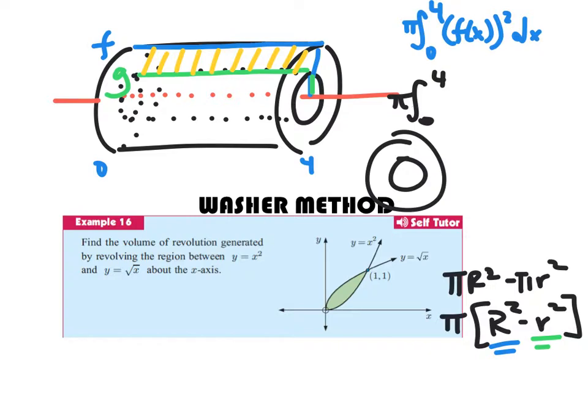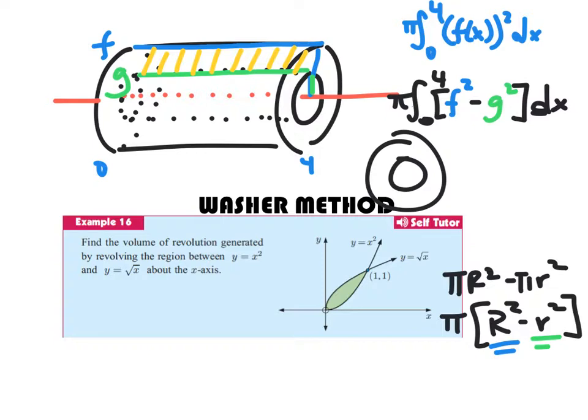So how would I do the integral here? Well, I would take individually f of x squared minus g of x squared dx. That is the washer method. Okay, I'm slipping washers in there.